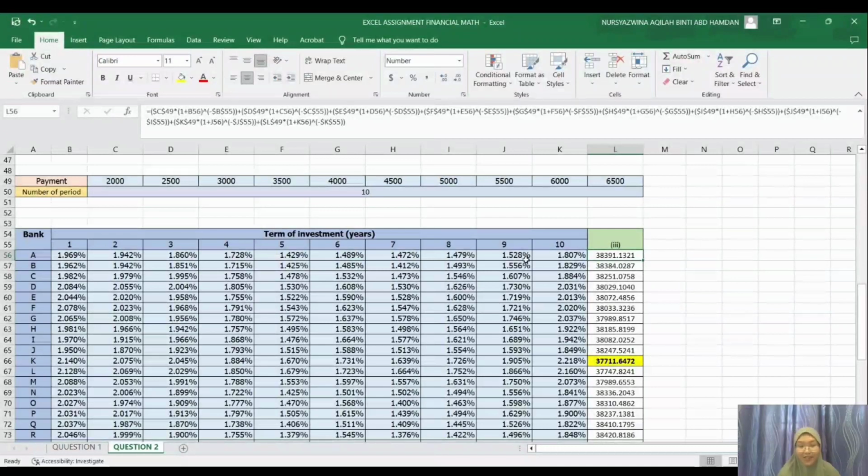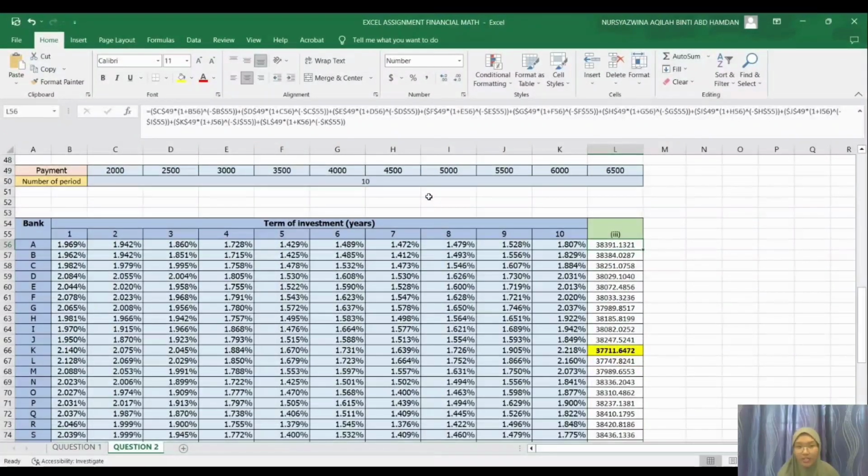Next, R is the payment that we have listed down, which is 2,000 until 6,500. So, the cell for each R will be locked by putting the dollar sign in front of it. Multiplied by V, which, as we know, V is 1 plus i to the power of negative n. So, the i we use is the spot rate for each bank for each year, to the power of negative n. For example, if we calculate the first year, we need to power the 1 plus i by negative 1. And same goes to the year thereafter.